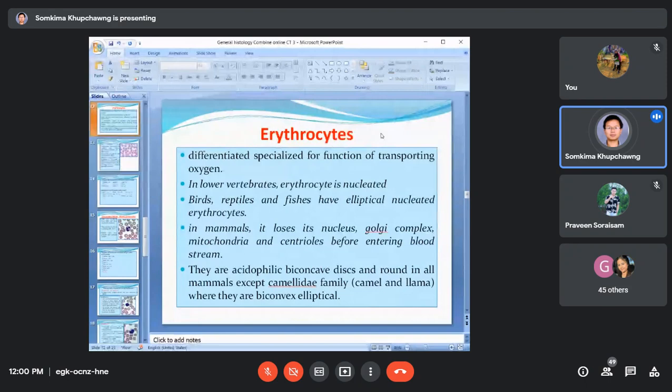But in the case of birds, reptiles, and fish, the nucleus is present. But in the case of camel, no nucleus. So you have to know this shape and structural difference: in which animal the nucleus is present in the RBC, in which animal it is absent, in which animal it is elliptical, in which animal it is round.